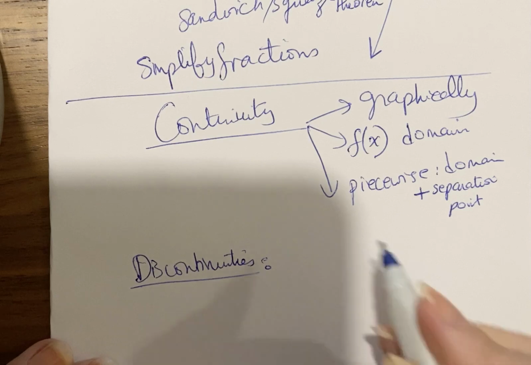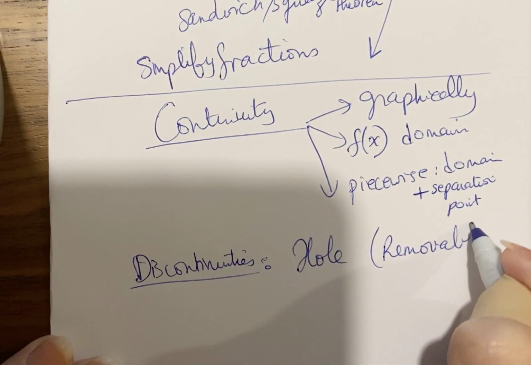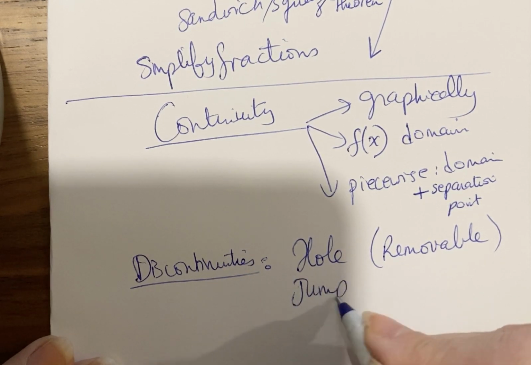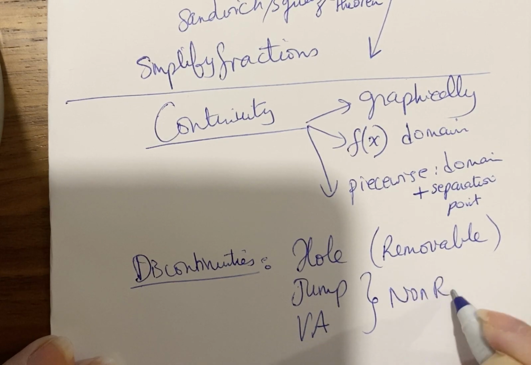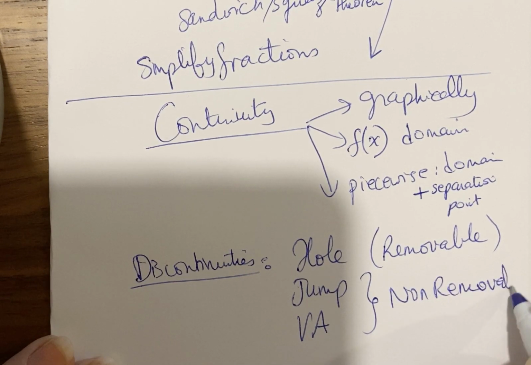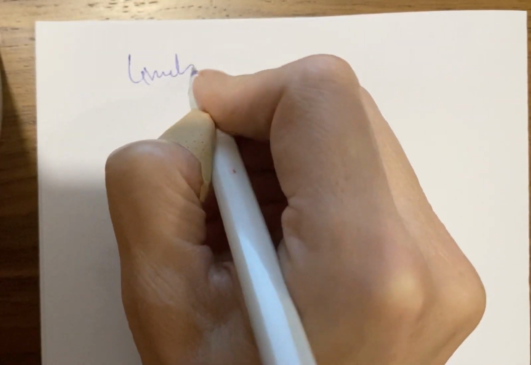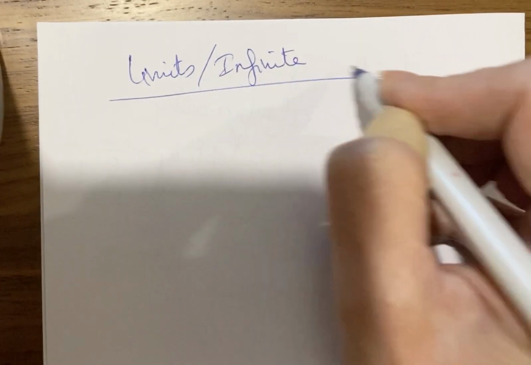To study continuity, there are some discontinuities. Discontinuities happen either in the form of a hole, which is a removable discontinuity, and you can do extensions to remove it, or in the shape of a jump, or in the shape of a vertical asymptote, which both are called non-removable. We also discussed limits, limits at infinity and infinite limits that we just talked about today.